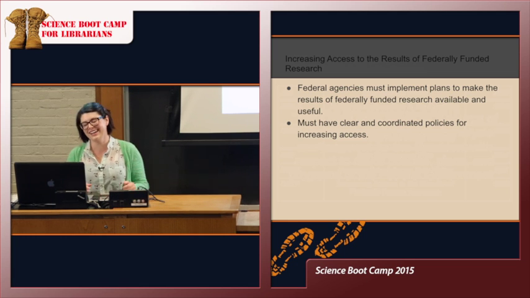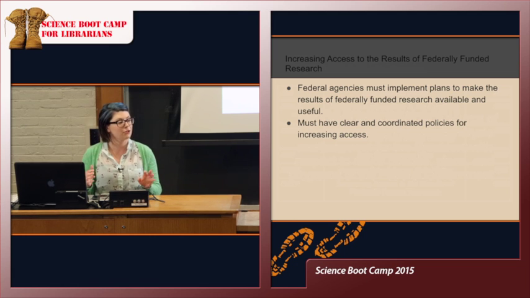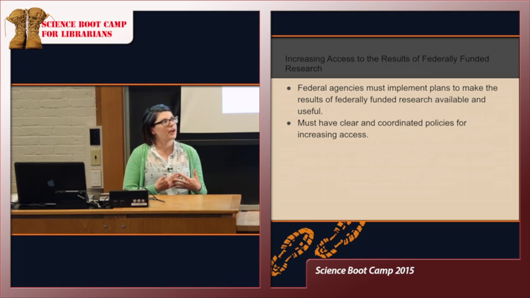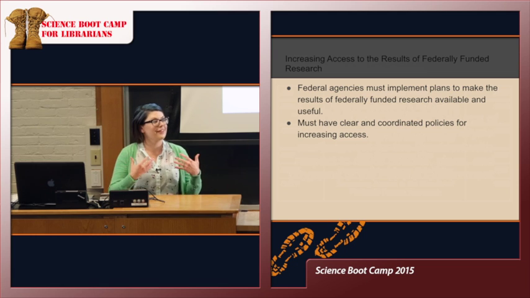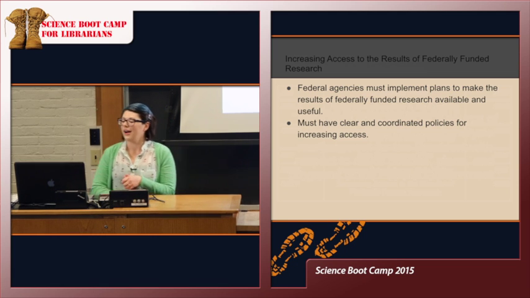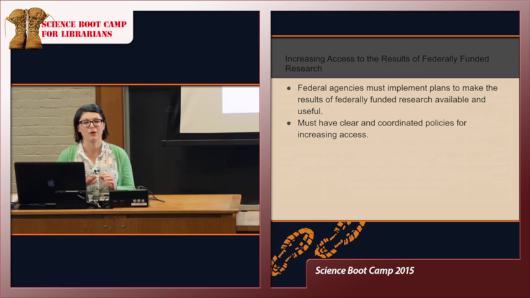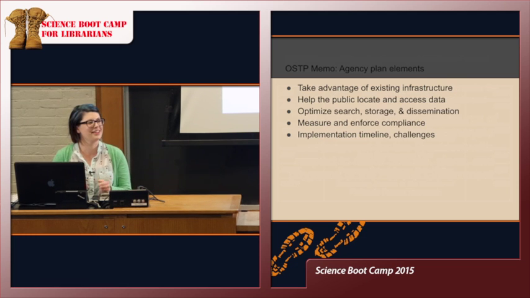So again, the policy that I'm going to talk a little bit about is called Increasing Access to the Results of Federally Funded Research, and it contains the big guidelines. One of the big things that gives some perspective to this policy is that it only applies to federal agencies that expend $100 million in research and development dollars every year. That's a big chunk of folks, maybe 30 or 40 agencies that fall under that umbrella. But that's a lot of money, a lot of data, and a lot of scientific information coming out. They also have to have clear and coordinated policies for increasing access. That's all part of this plan. They don't want folks to just make up stuff, arm flailing.